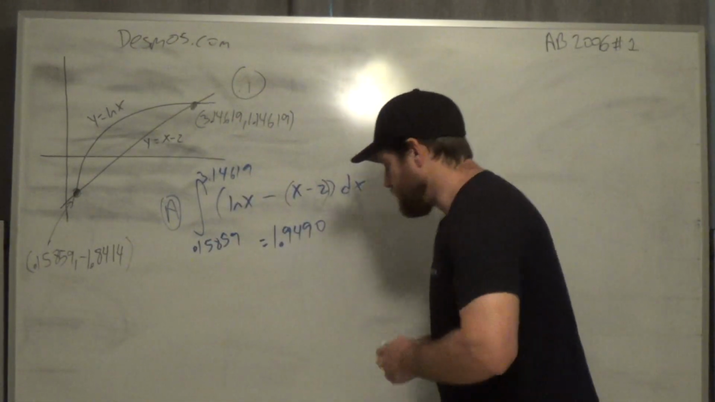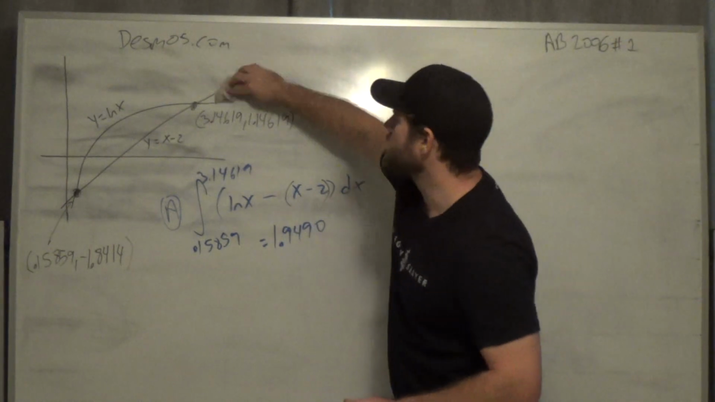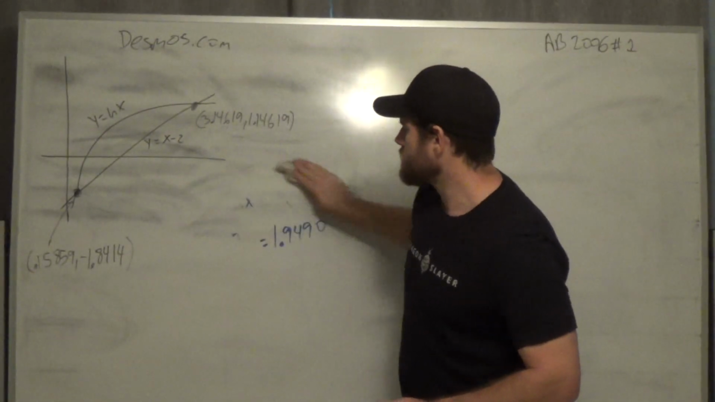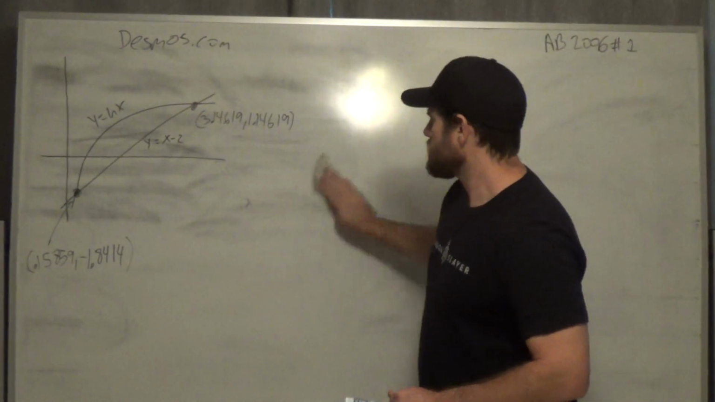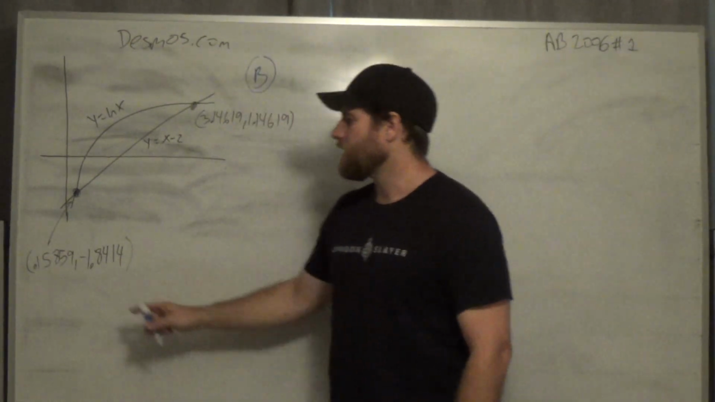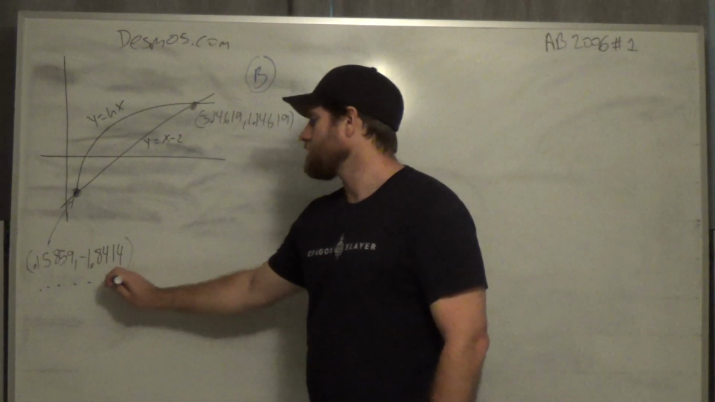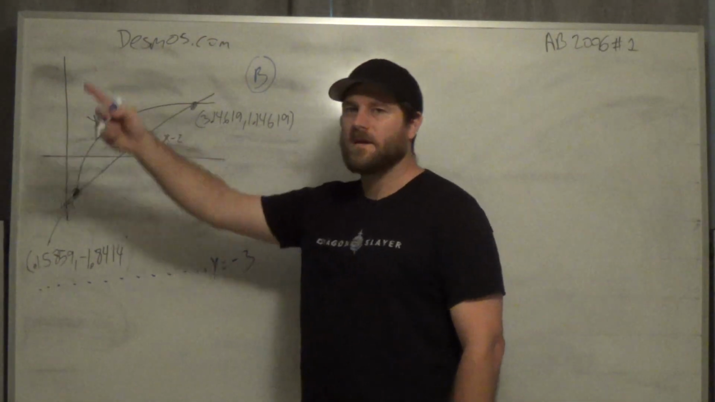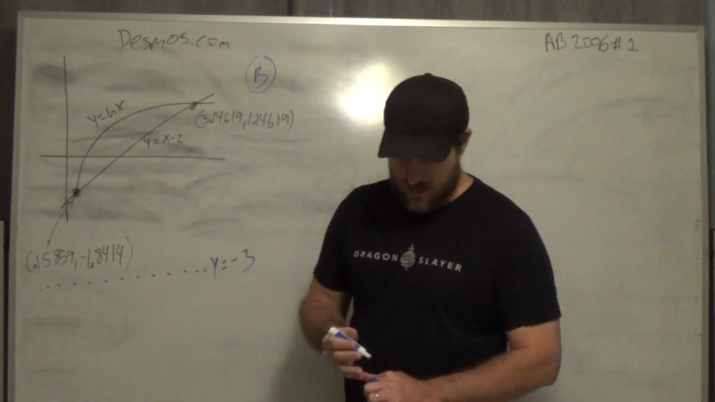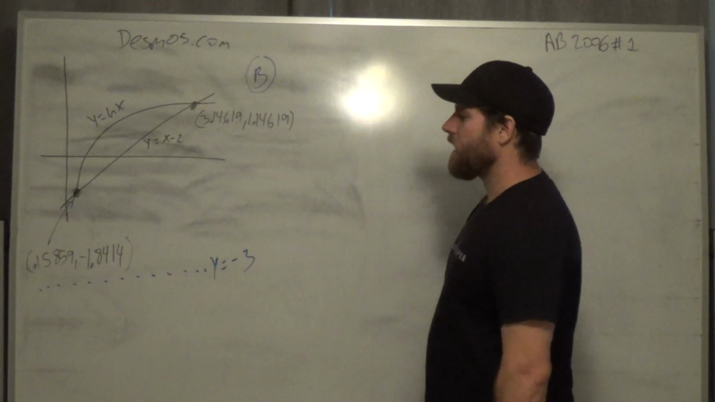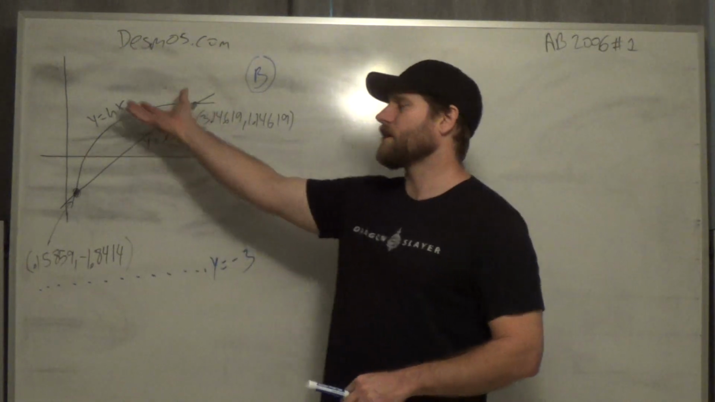All right, part B, I'm just going to erase this now. So part B, they say take the line y equals -3 and rotate this around the line y equals -3. Okay, when we go to rotate this around the line y equals -3, we're going to get a washer.